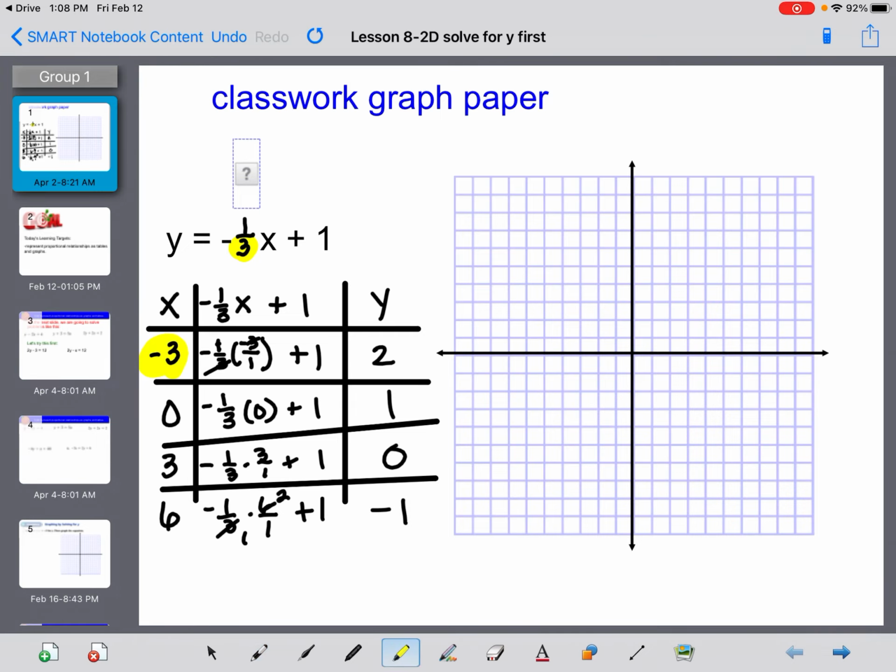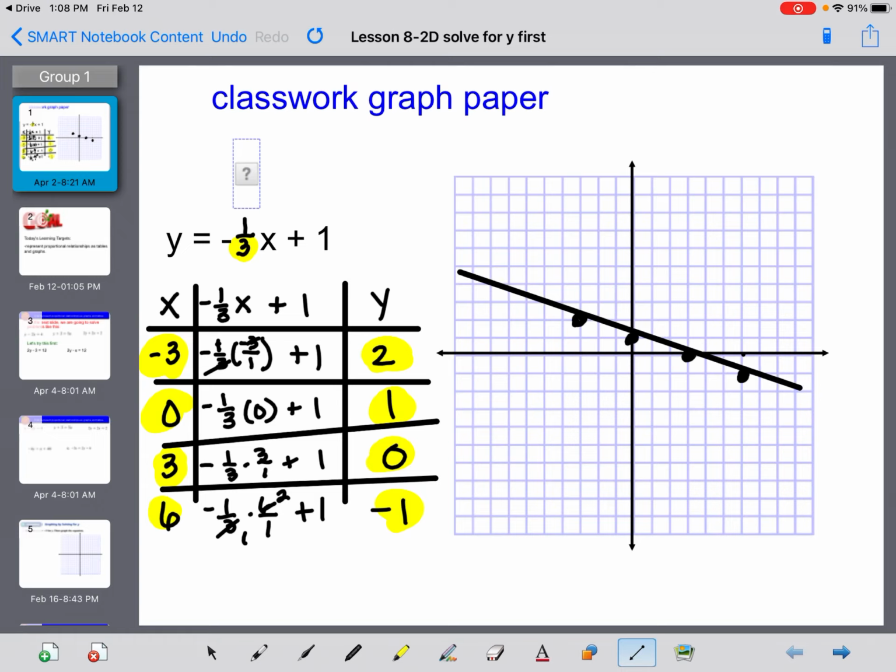Every entry in my table is an ordered pair that can be plotted on the graph. The first ordered pair is -3, 2. So starting from the origin, as always, I go back 3 and up 2. And I place a dot. The next thing is 0, 1. I don't go left or right any, and I just go up 1. Then over 3, and then I don't go up or down any. And lastly, 6, -1. I go over 6 and down 1.